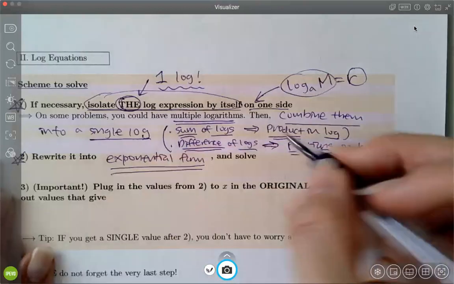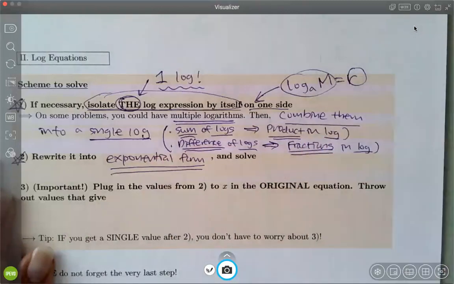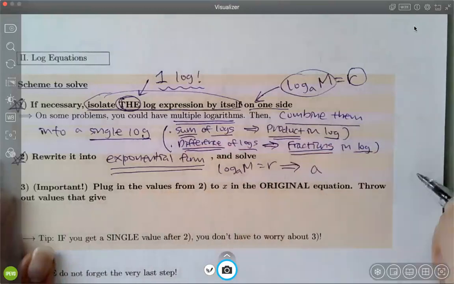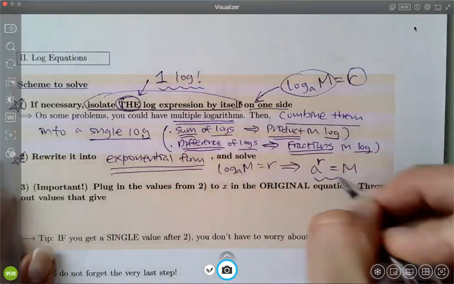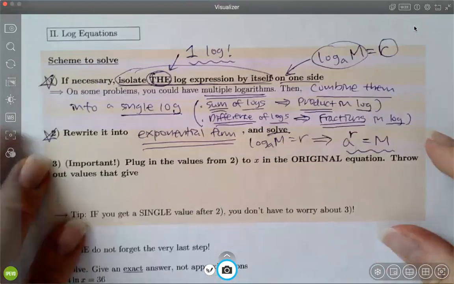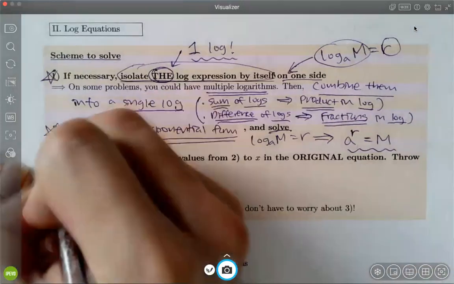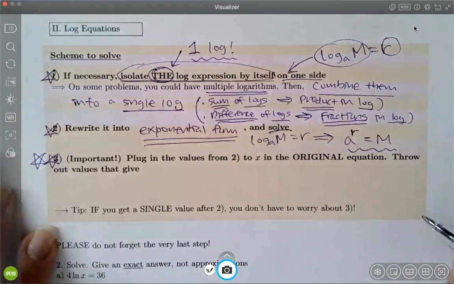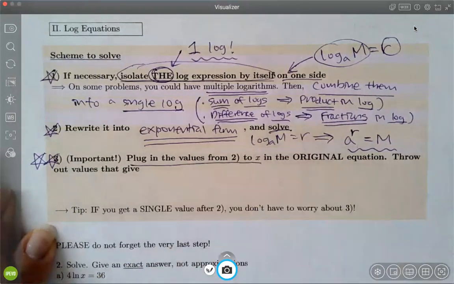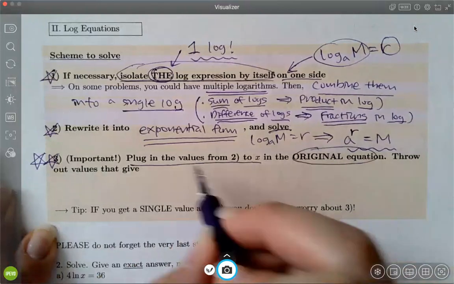If we have log AM equals R, this means what? So base goes to the base, and then the result, which is the exponent, which is R, and that's equal to M. Something like this. Okay, and then you solve it. Now, normally when you solve, you are done, but not for the log equations. So this is the important step. Plug in the values from the previous step into x in the original equation.